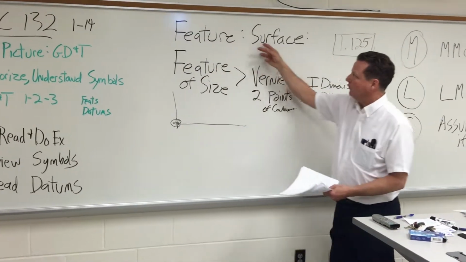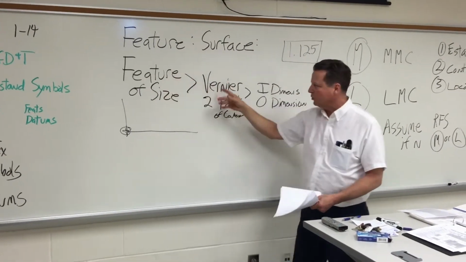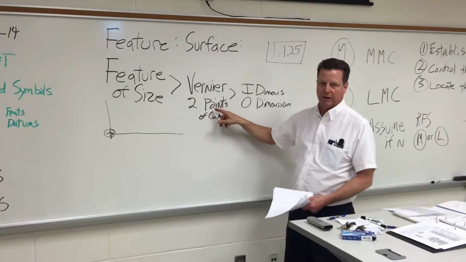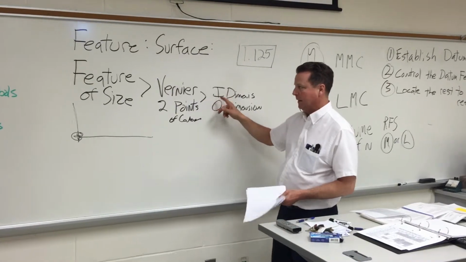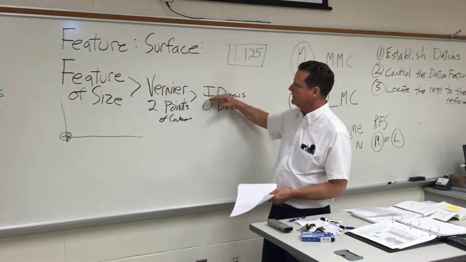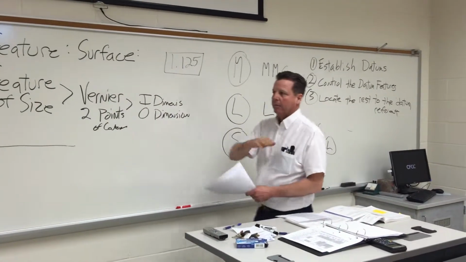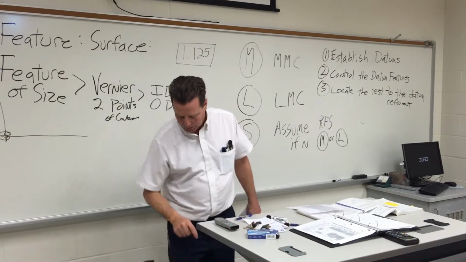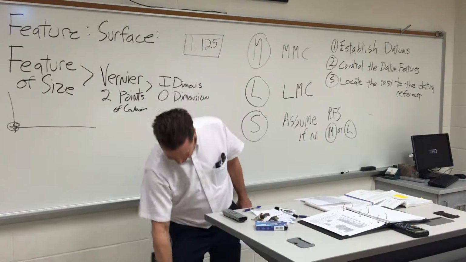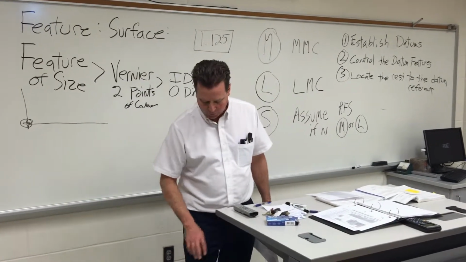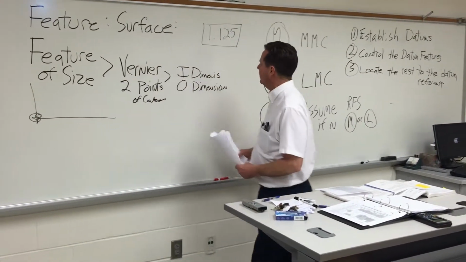A feature can either be just like a surface with one point of contact, but a feature of size is measurable with a vernier because it has 2 points of contact. The OD of something or the hole, inside dimensions and outside dimensions, are features of size. A surface is more like from here down to the floor, I need to measure this distance. Well, I don't have another point of contact here. So that's just a feature. That surface down there on the floor is a feature. It's not a feature of size because it lacks 2 points of contact.